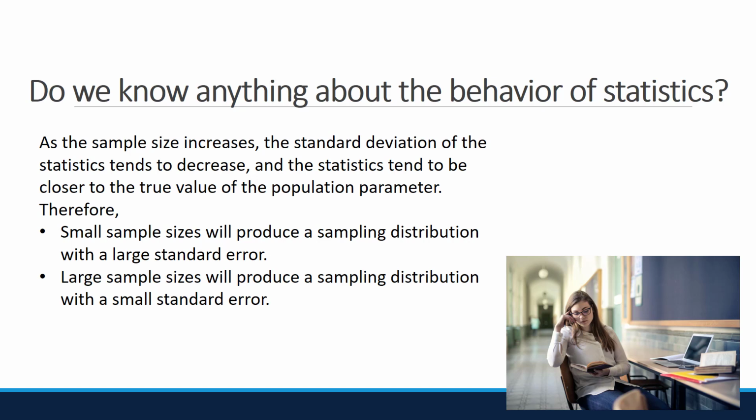As the sample size increases, the standard deviation of the statistic tends to decrease, and the statistics tend to be closer to the true value of the population parameter. Therefore, small sample sizes will produce a sampling distribution with large standard error. Large sample sizes will produce a sampling distribution with small standard error.